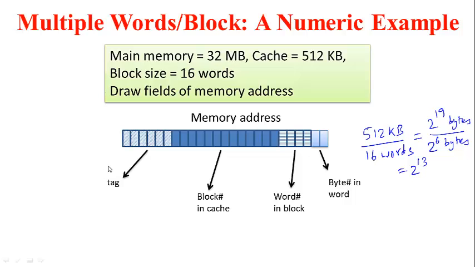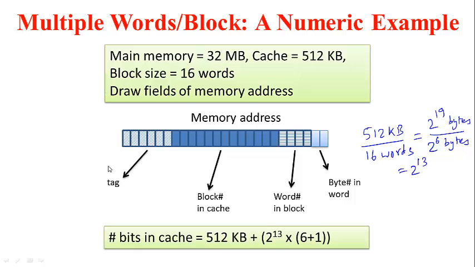Now for this cache, how many bits of memory is it going to take to implement the cache, including the metadata? Well, it is going to take 512 kilobytes for the data itself, and corresponding to each of the 2 power 13 blocks, we are going to have 6 bits of tag and 1 bit of valid versus invalid. So this is the total number of bits in the cache, including the cache metadata.